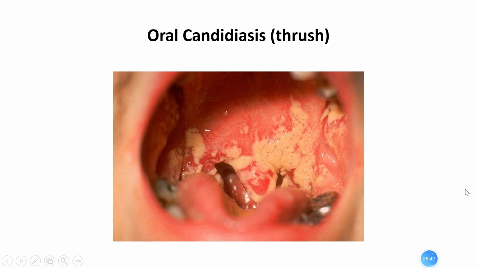This is the candida infection in HIV positive persons. Okay, this is a human throat with this candida infection on the mucous membrane. Anyone know this pathogen?